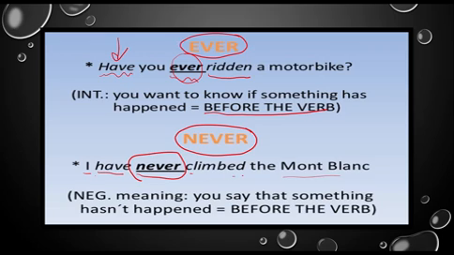Negative meaning. You say that something hasn't happened before the verb, ¿ok? El significado de la negación es cuando tú quieres decir algo que no ha sucedido. Entonces, ¿dónde pones el never o dónde va a ir el never? Antes del verbo, ¿ok? Ever, never, before the verb, ¿ok? Remember that.